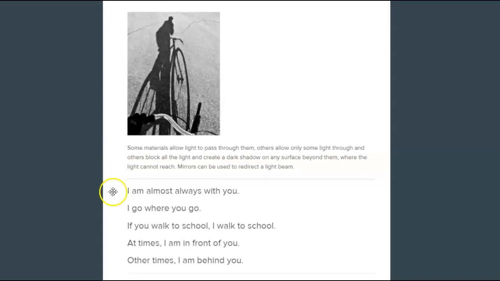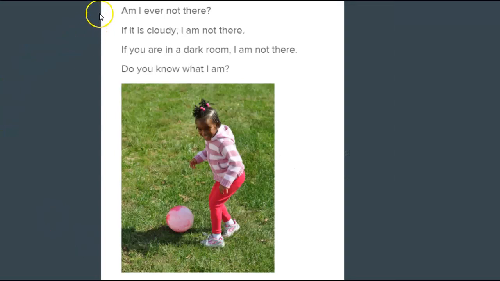Please follow along. I am almost always with you. I go where you go. If you walk to school, I walk to school. At times, I am in front of you. Other times, I am behind you. Am I ever not there? If it is cloudy, I am not there. If you are in a dark room, I am not there. Do you know what I am?